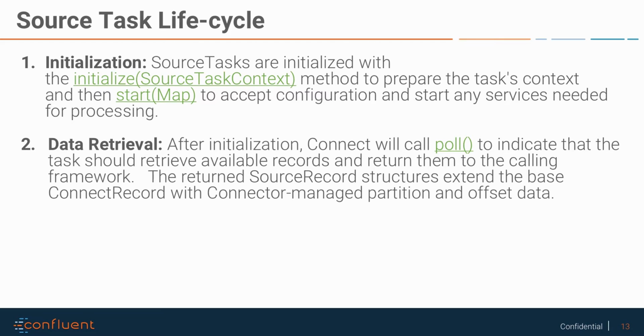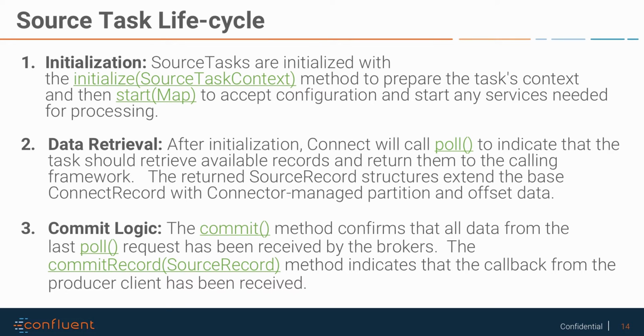At regular intervals, the Connect framework will invoke the poll method for each instance of the task class. Available data should be retrieved and published to the framework using helper functions. Two other methods, commit and commitRecord, are used to acknowledge receipt of data from either the entire poll request or a single source record.